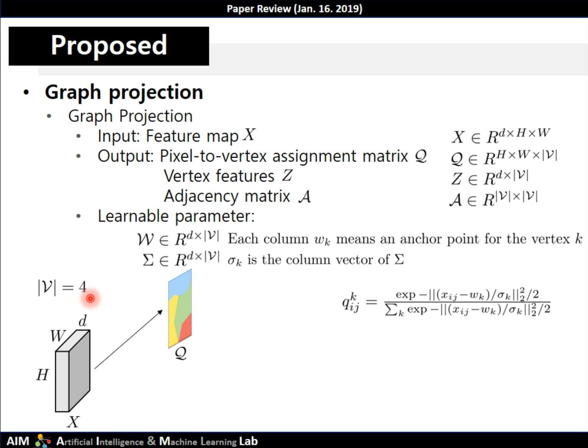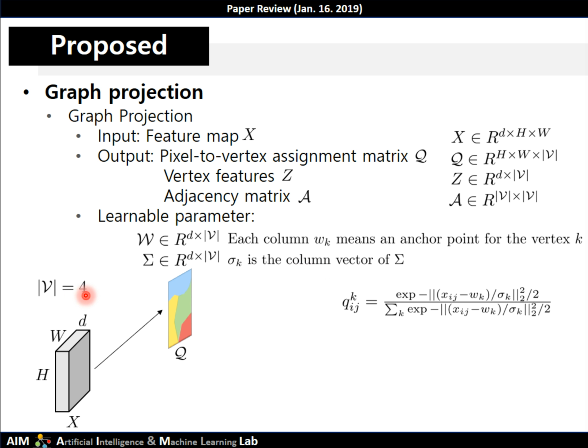So I'll explain the details of graph projection. Graph projection assigns feature map X to a set of vertices parameterized by W and sigma. Each column w_k means the anchor point of vertex k. We can consider the column w_k of W as the mean and the column sigma_k of sigma as the variance of cluster k.